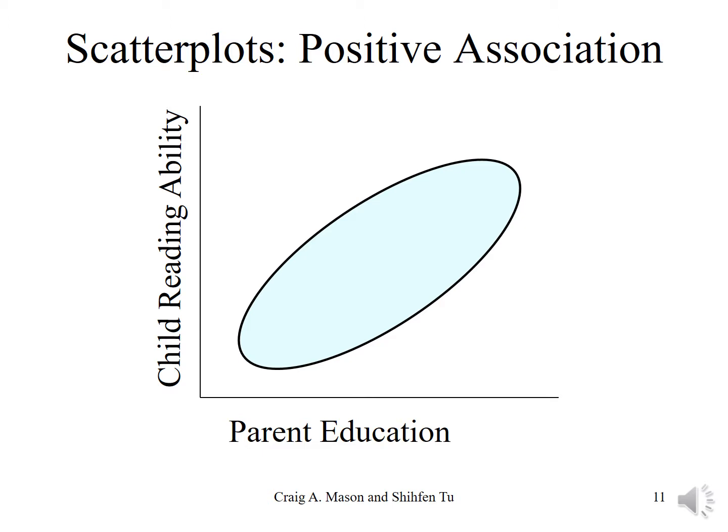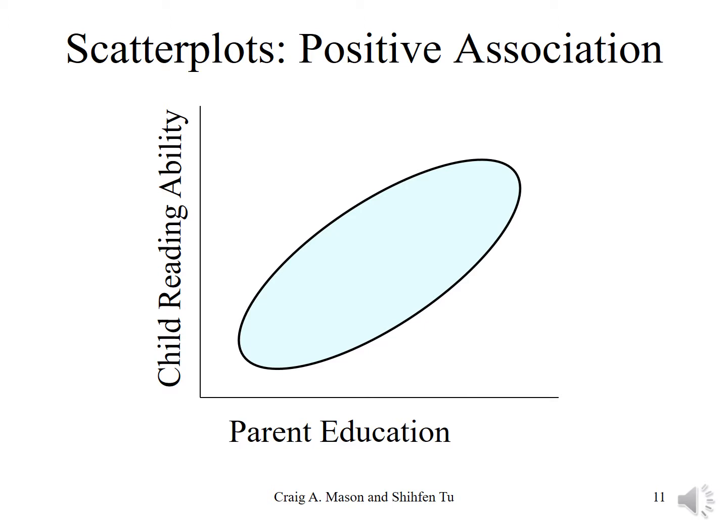Here's another example of a similar pattern. This ellipse illustrates the general shape that one might expect to see in a scatter plot of parent education and child reading ability. We call this a positive association because as parent education scores increase, child reading ability also tends to increase.